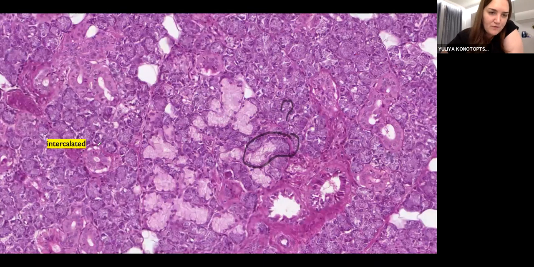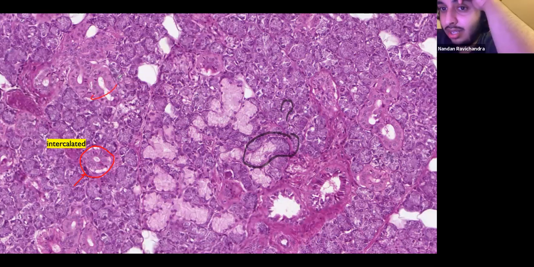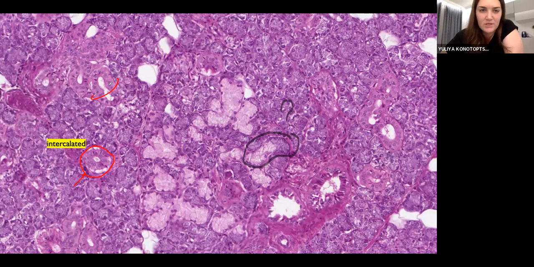So this is a perfect example of an intercalated duct. It's not smudged, nothing is happening. Look at the lumen, right? The lumen is so tiny. This one, striated. Look at the lumen. It's twice the size of this one. So it has to be striated.